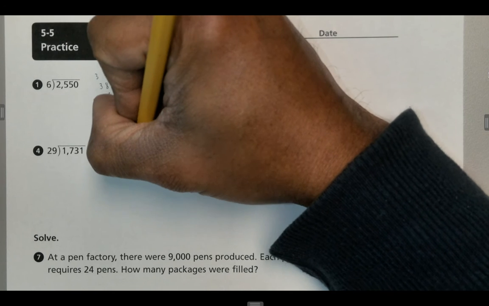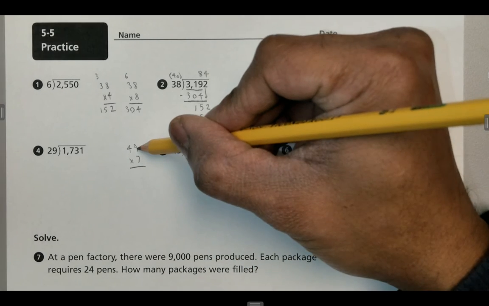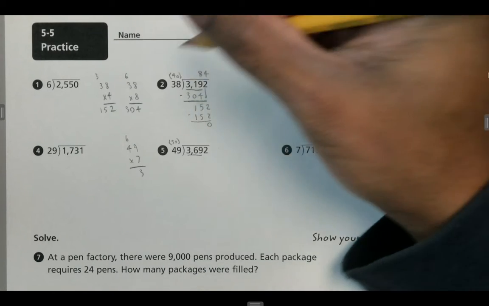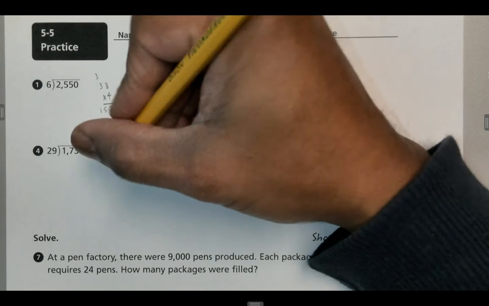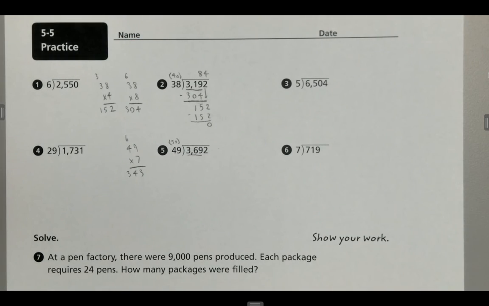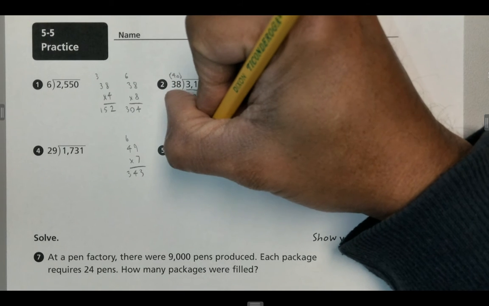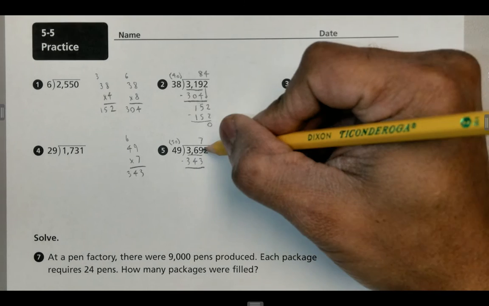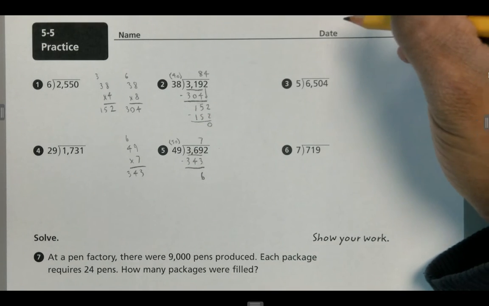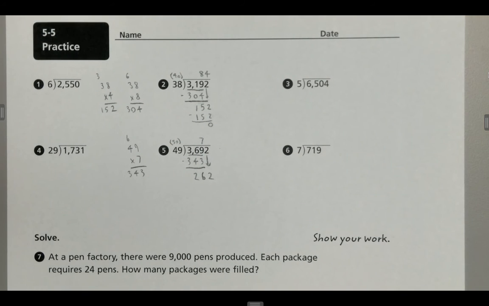49 times 7. Let's see how close we get. 7 times 9 is 63. 3 comes down, 6 gets carried. 7 times 4 is 28, plus the 6 is 34. And that seems to check out nicely. I'll line up the 7, copy down 343, and we will set it up for subtraction. 9 minus 3 is 6. 6 minus 4 is 2. Let's bring down the next digit, and the new number that's formed is 262.